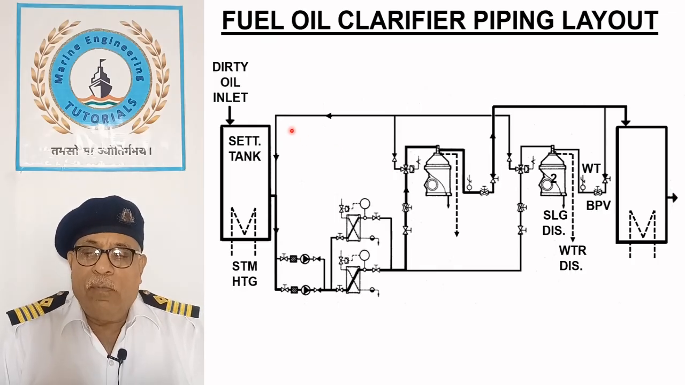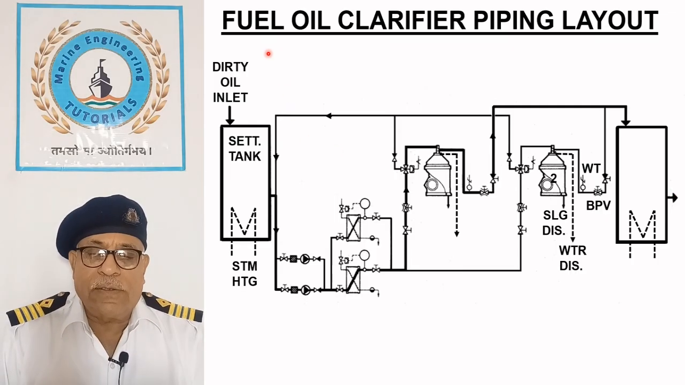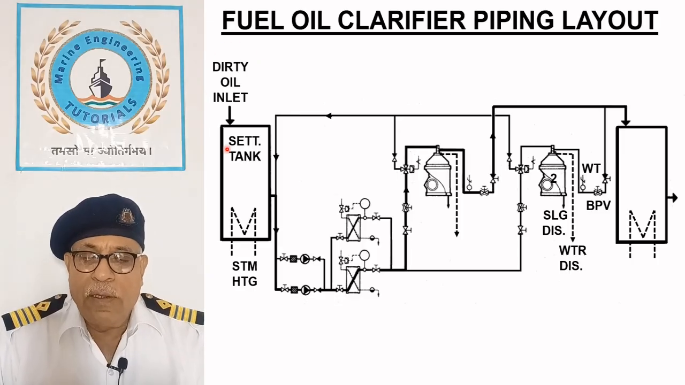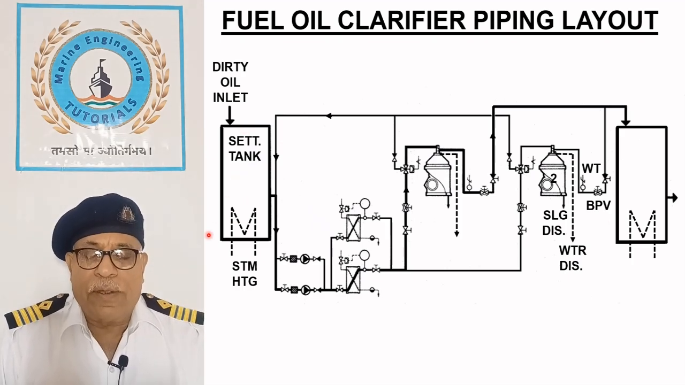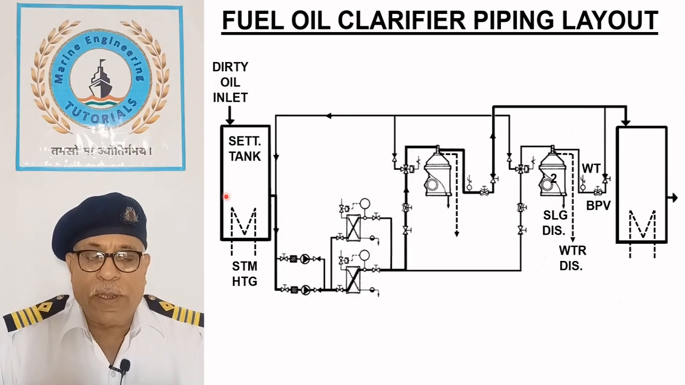Heavy fuel oil is supplied from bunker tanks to the settling tank through the transfer pump. The temperature of the fuel oil is maintained at 75 degrees Celsius by the steam heating coil.